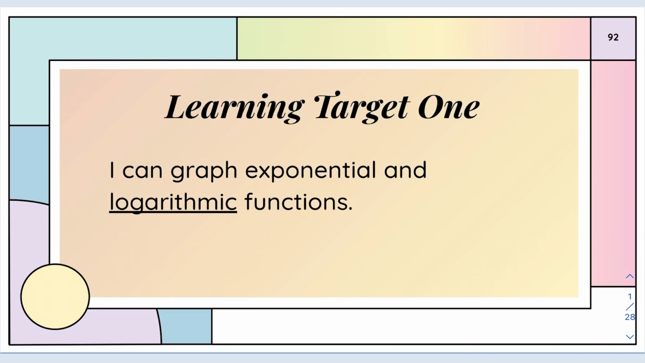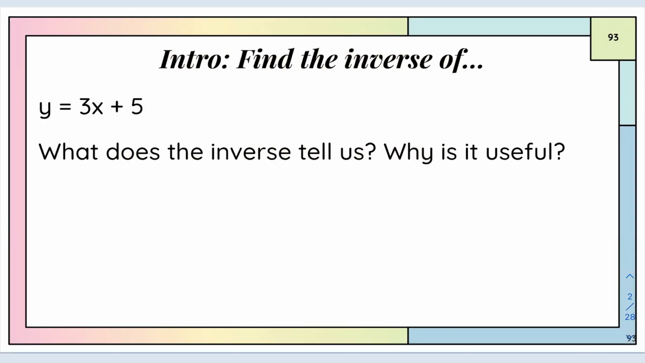Alrighty guys, so the next part of learning target 1 is graphing logarithmic functions. And to be able to graph a logarithmic function, we need to know what that function is. So we're going to start by revisiting inverses from Algebra 2. An inverse kind of tells us the undoing of a function, right?